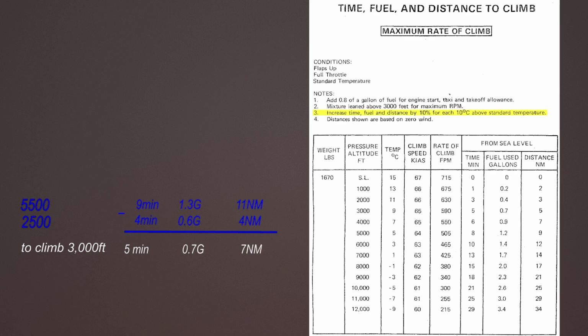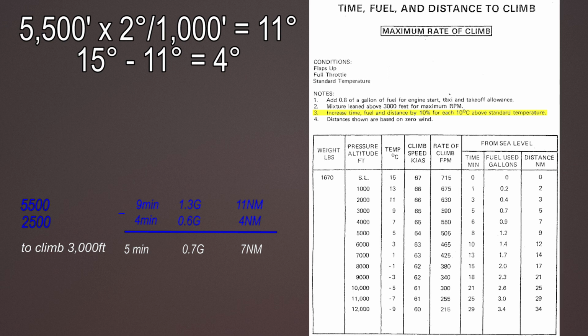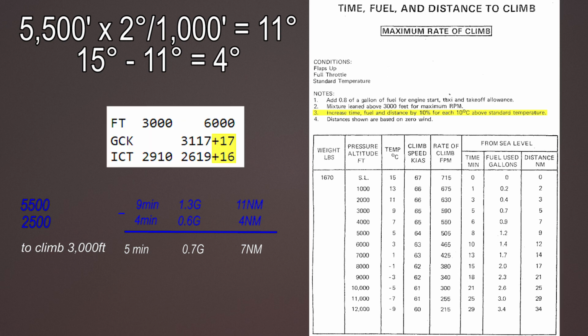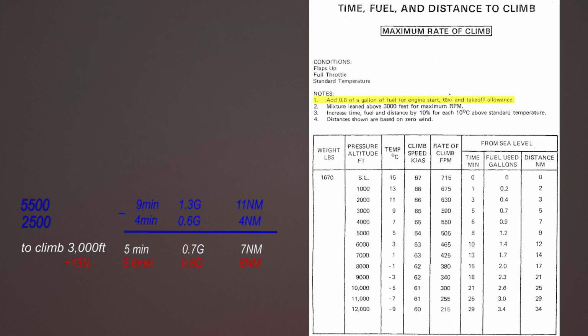If we look at our notes, number 3 says increase time, fuel, and distance by 10% for each 10 degrees above standard temperature. Now at 5,500 feet, the temperature is supposed to be 4 degrees, and we know that it's going to be 17 based on our winds aloft. So that's 13% more for each one of those. So if we add that factor, that's 5.6 minutes, 0.8 on the fuel, and 8 nautical miles. Note number 1 says that we need to add 0.8 of a gallon of fuel for start, taxi, and takeoff, and that's to do your run-up and taxi to the runway. So we'll go ahead and add 0.8 to our 0.8, and we have 1.6 on the fuel.